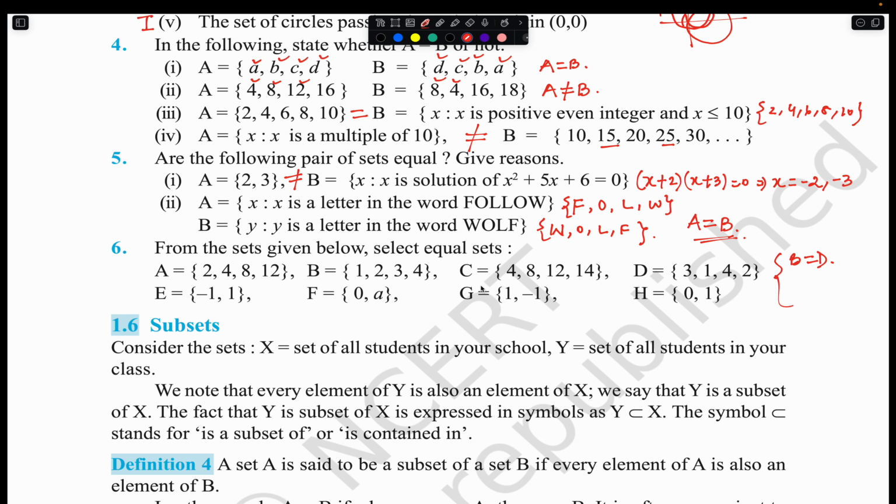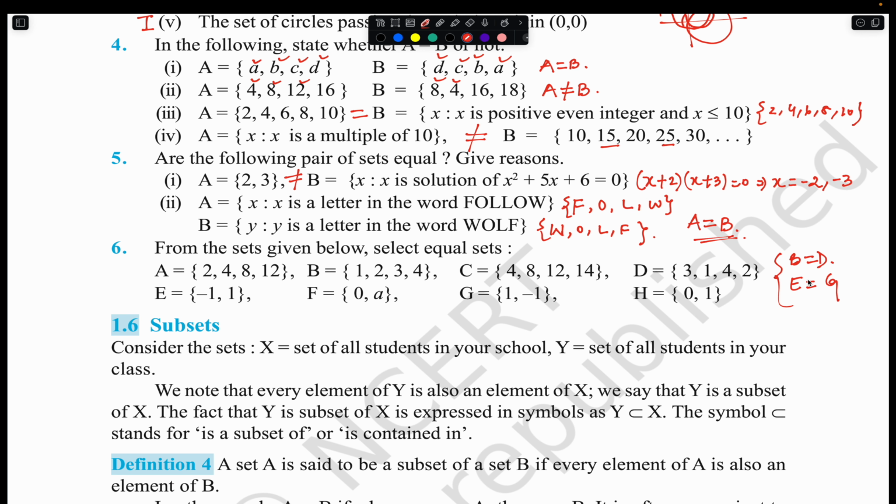Now let's move forward. You have 4, 8, 12 and 14. 4, 8, 12 and 14 is not going to be there in any set. Here you have minus 1 and 1, and here also you have minus 1 and 1. So again, E is equal to G, right? This is also a pair of equal sets. F you have 0 and A, H you have 0 and 1, so obviously these two are not going to be equal. So these are the only two pairs of sets which are equal.